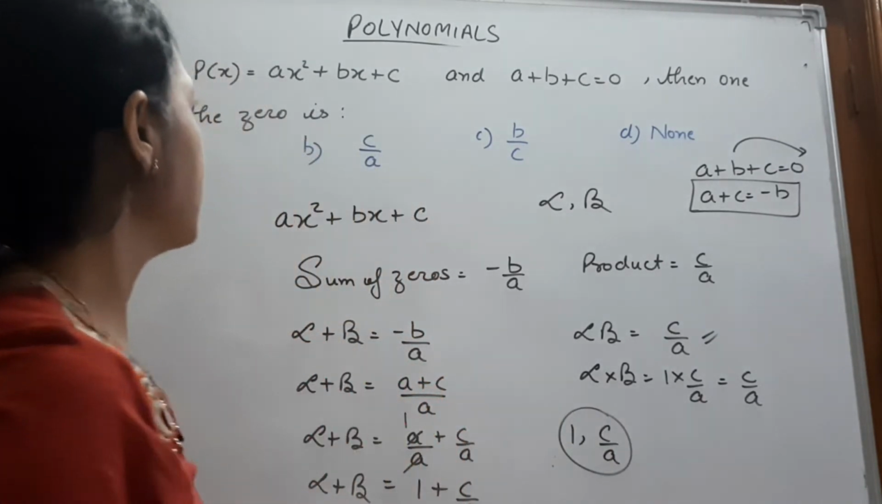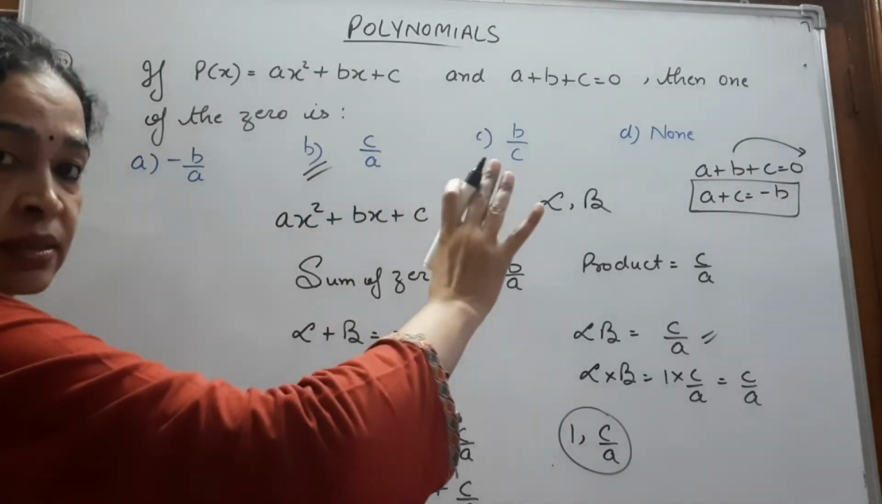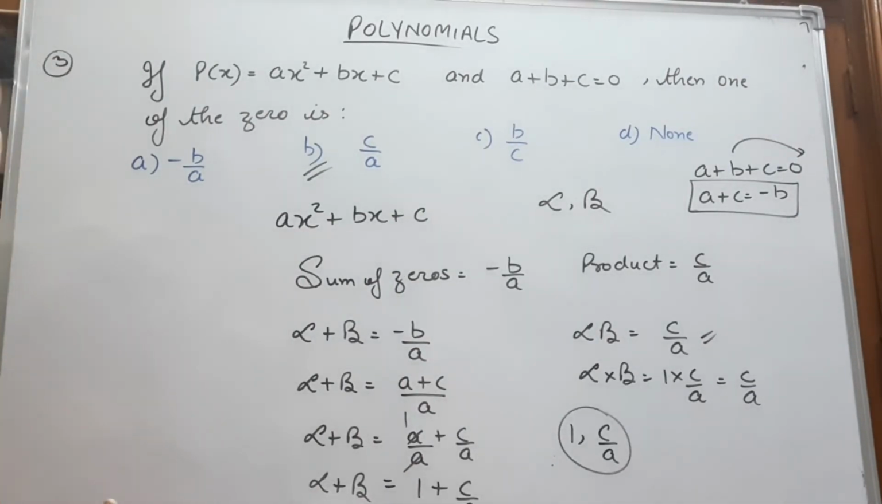So which option will be our correct one? C upon a is our correct option. 1 is not given in any option. So c upon a, option B, will be our correct option.